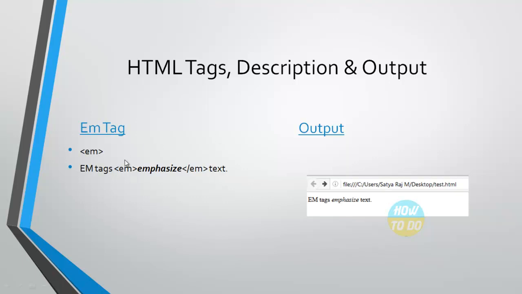Next comes the EM tag. EM tags will emphasize the text in italics. Now let's say for example you have written the EM tag, and we are writing some text and closing the EM tag, and this is the output of that particular EM tag.